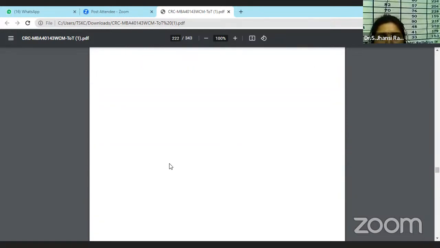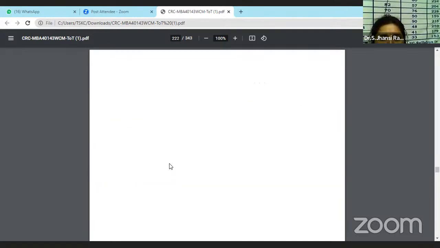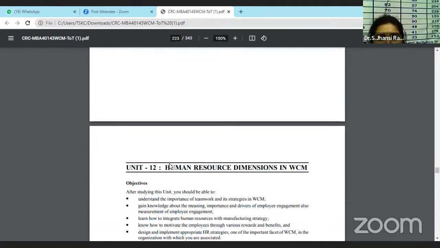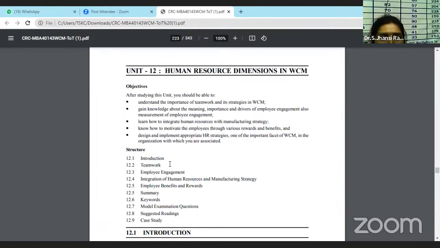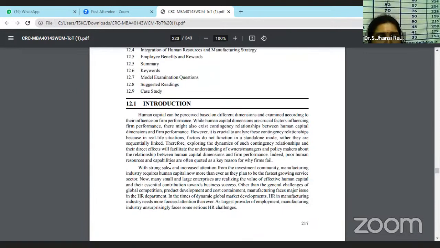Human resource dimensions. First, let us understand what human resources means. Earlier, they were called labor. Labor has become human resource. They are the resources of the organization. And human capital is based on different dimensions as per their influence on performance. So human capital dimensions are crucial factors influencing firm performance.